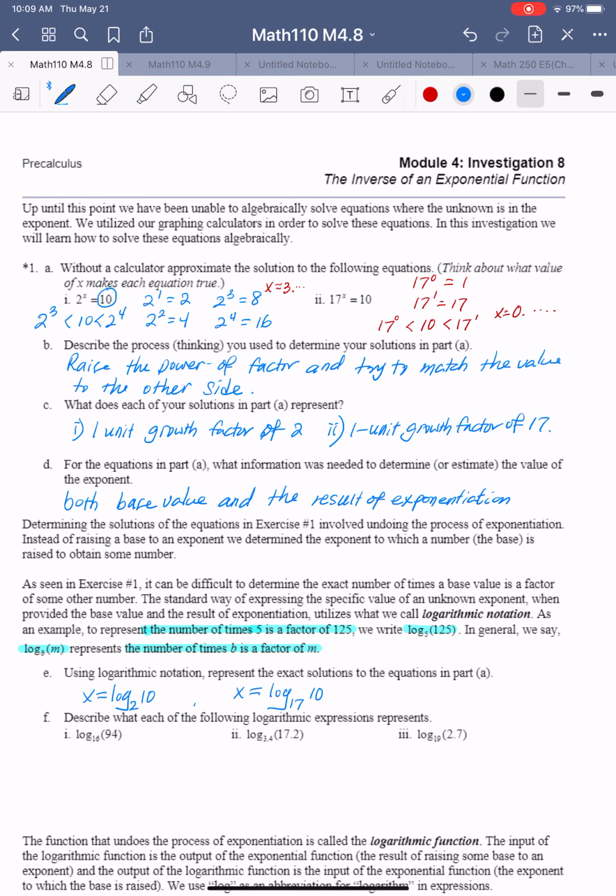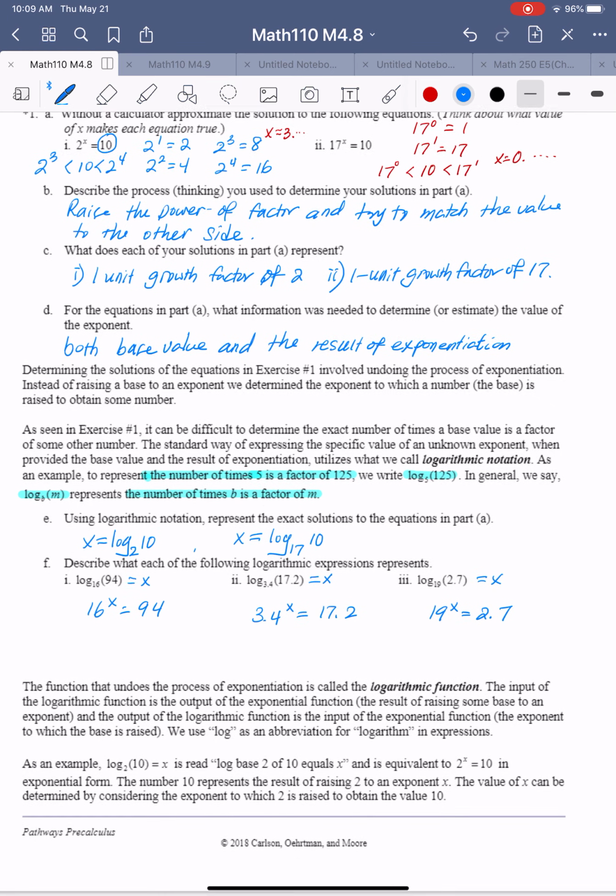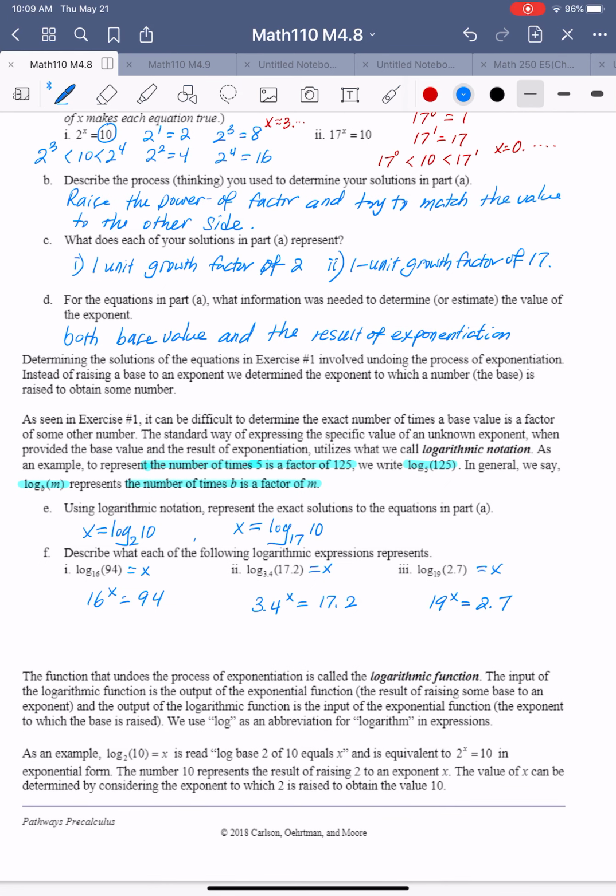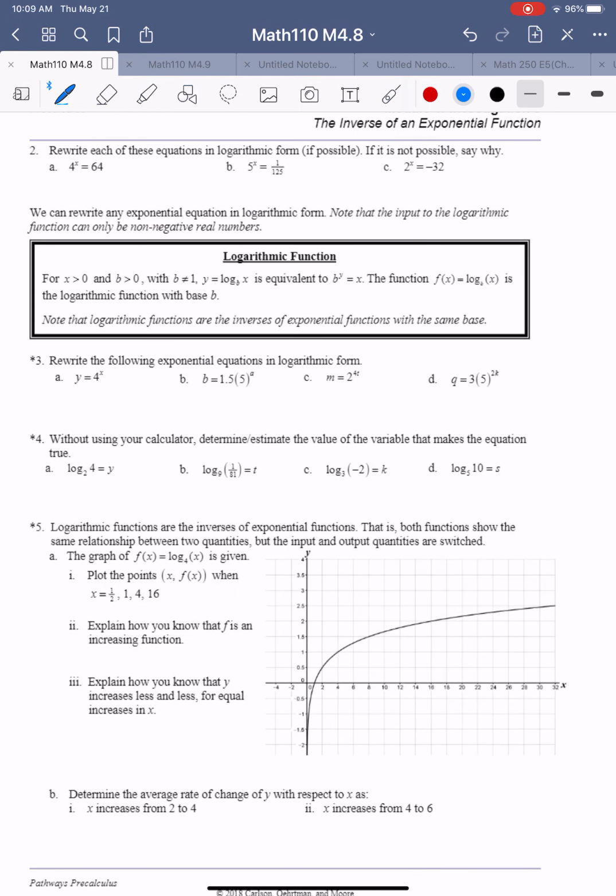Describe what each of the following logarithmic expressions represents. If log base 16 of 4 is equal to x, that means 16 to the x power equals 4. If log base 3.4 of 17.2 is equal to x, then 3.4 to the x power equals 17.2. And if log base 19 of 2.7 equals x, then 19 to the x power equals 2.7. All right, let's go to the next page to talk about logarithmic functions.